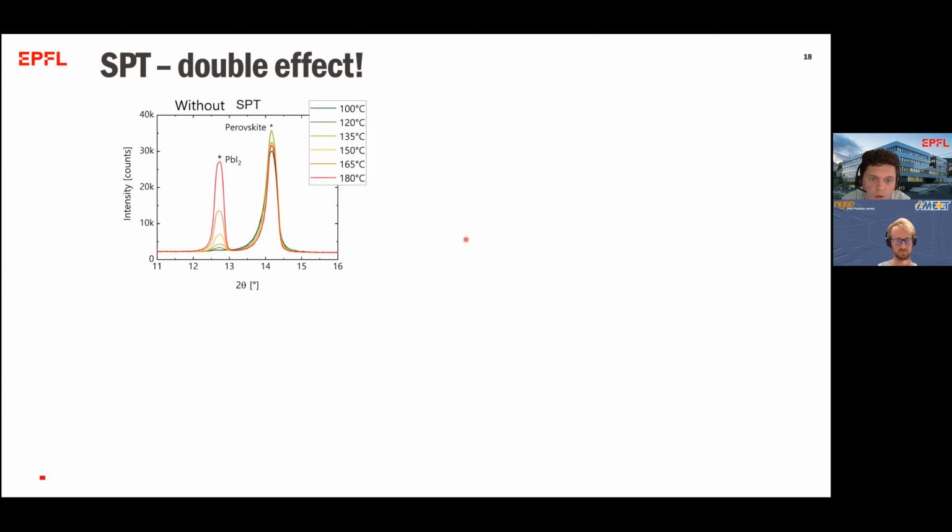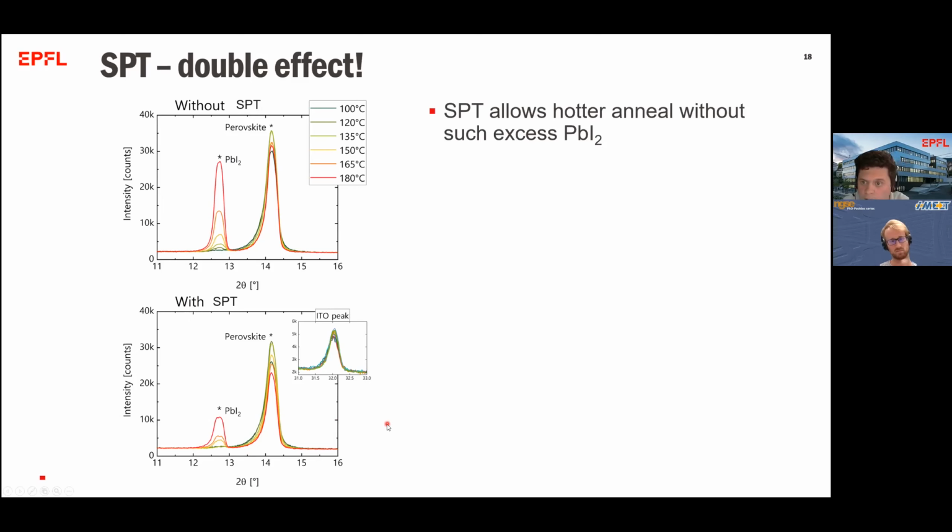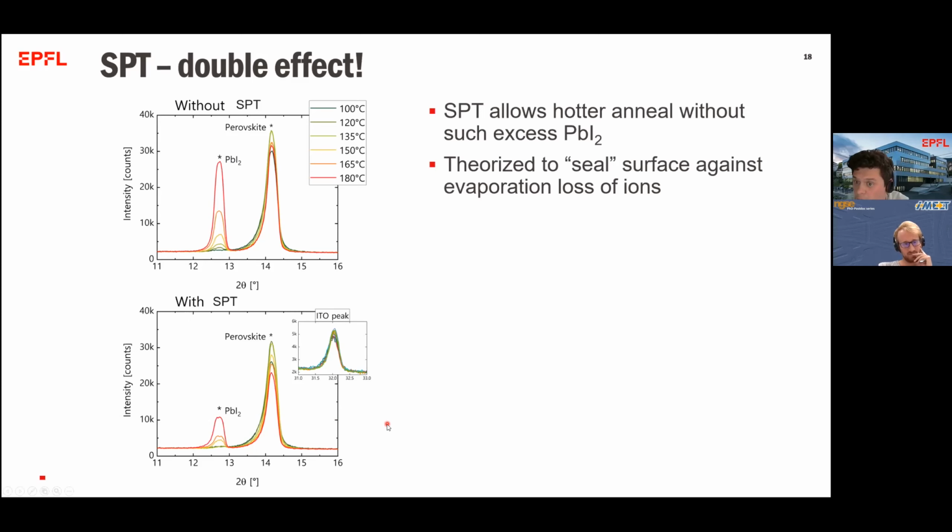And even more importantly, it enables us to use these high temperatures for annealing without a drastic increase in the PbI2 concentration in the perovskite. So we are able to anneal hotter without producing as much PbI2, and our initial hypothesis is that we somehow seal the surface against these evaporation losses of the organohalide ions.